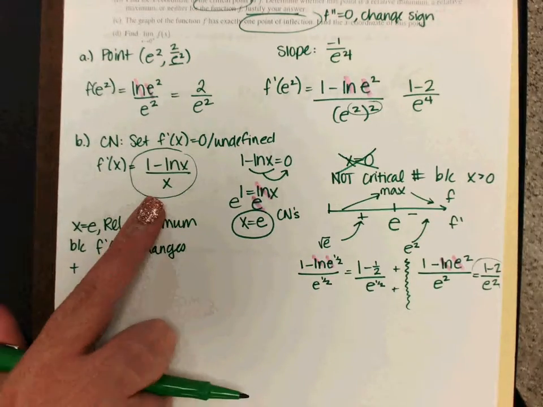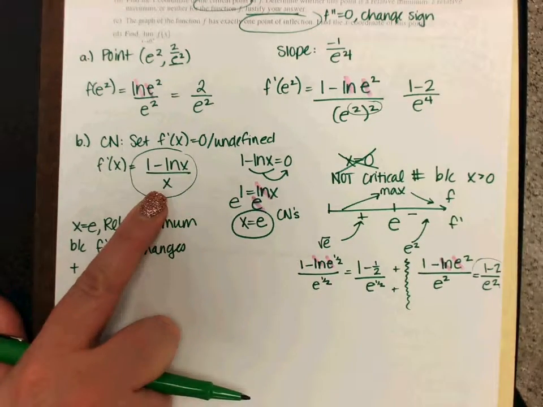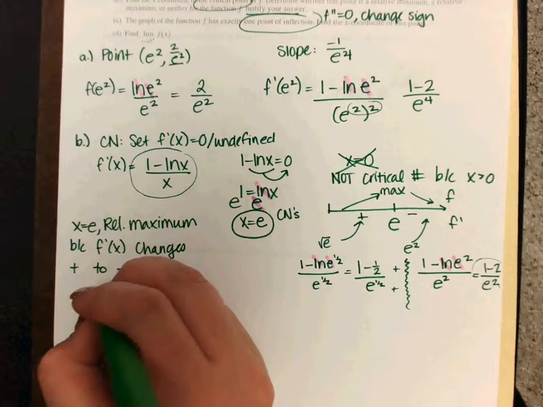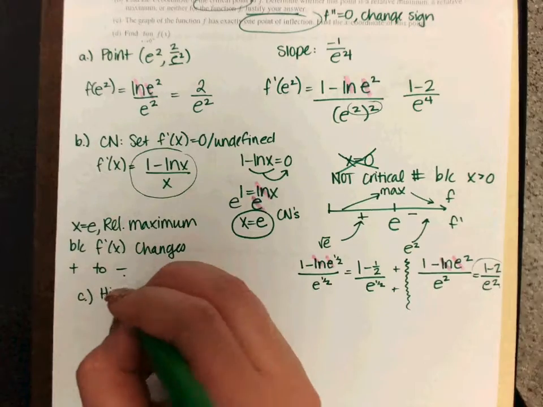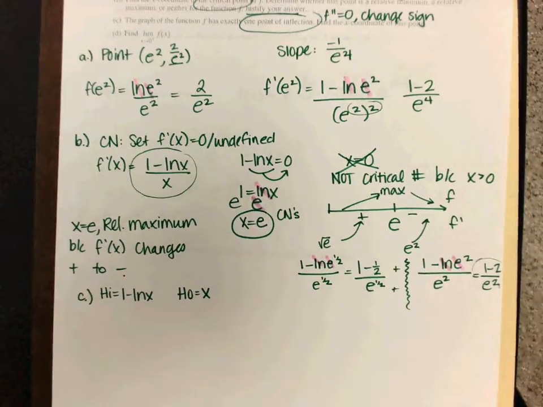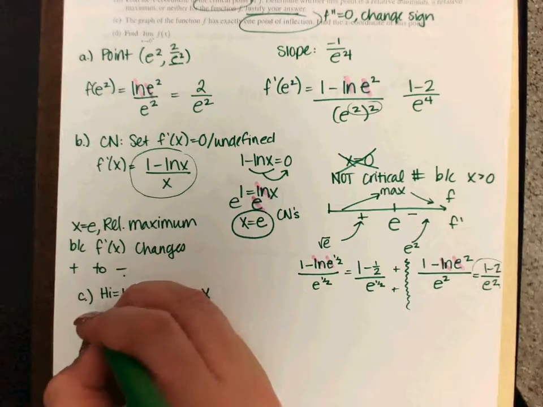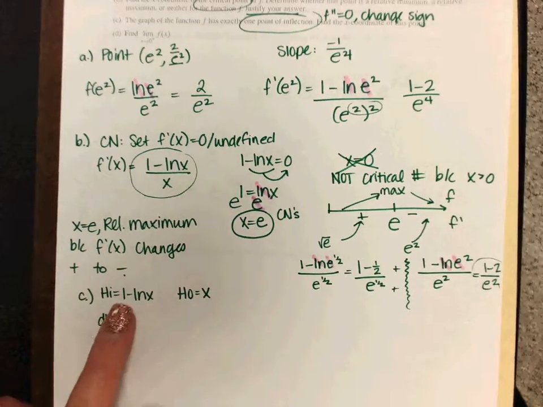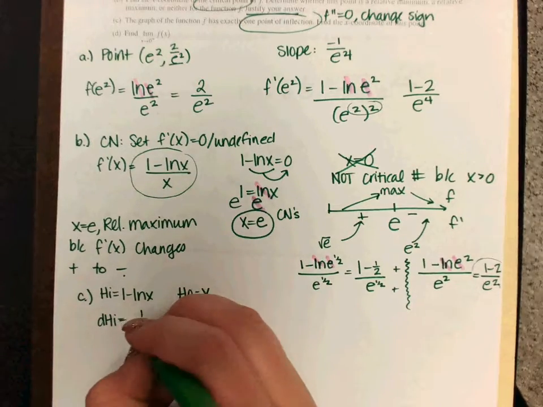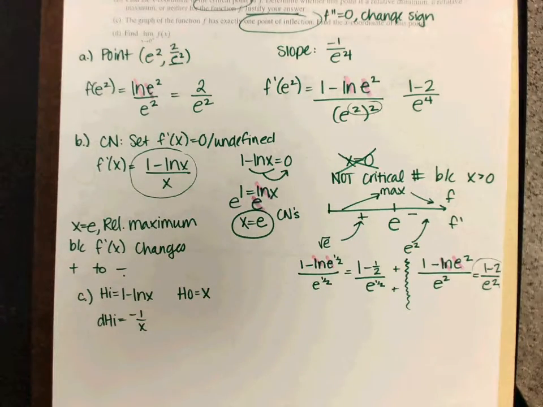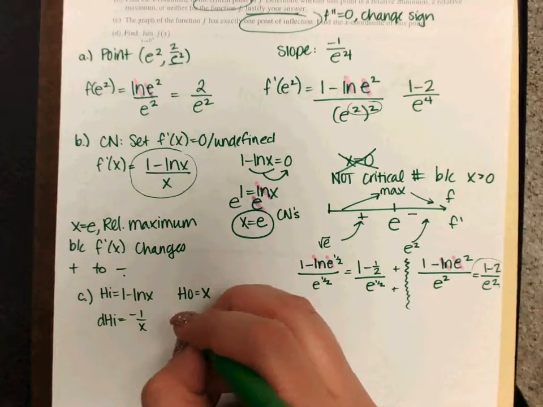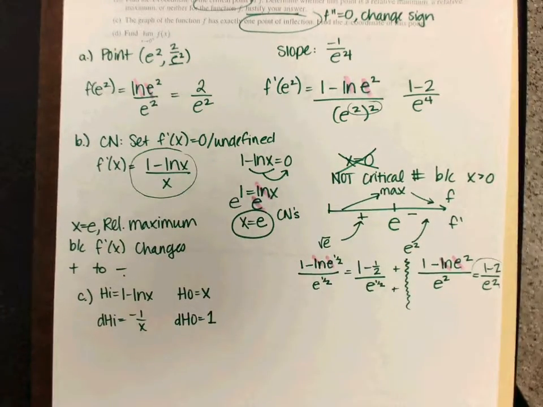We need to take the derivative of this, which you can guess is going to require quotient rule. So my high is going to be 1 minus ln x. My ho is going to be x. My d high, the derivative of that, well, the derivative of 1 is 0. The derivative of ln x is 1 over x, but it's a negative 1 over x. Okay, then the derivative of x on bottom is a 1.